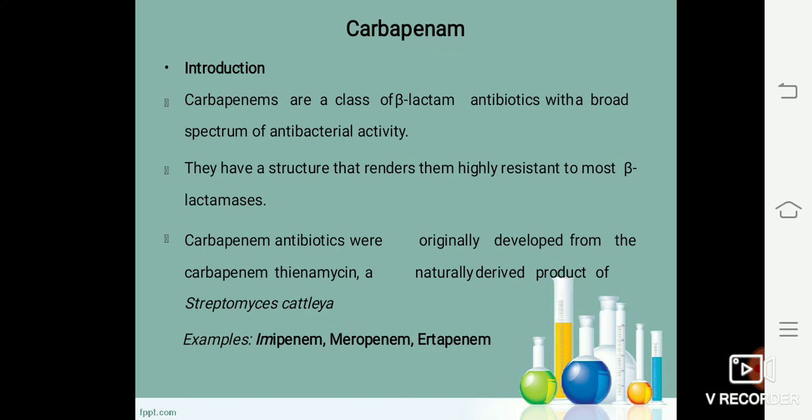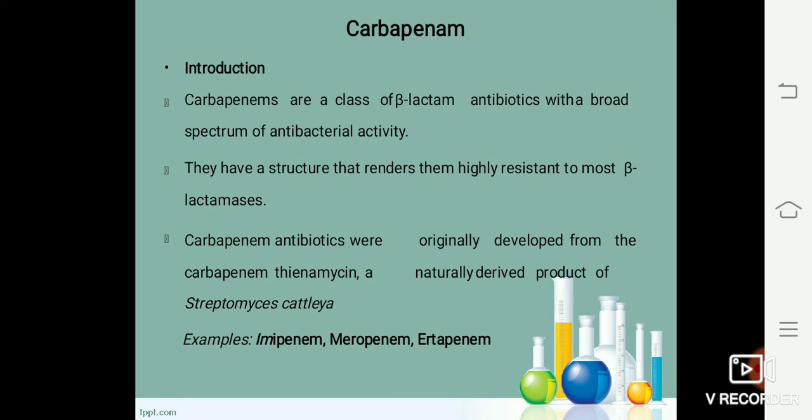Next category is the carbapenem. Carbapenems are a class of beta-lactam antibiotics with a broad spectrum of antibacterial activity. Broad spectrum antibacterial activity means activity which helps to inhibit the growth or kill gram-positive as well as gram-negative bacteria. Their structure renders them highly resistant to most beta lactamase.